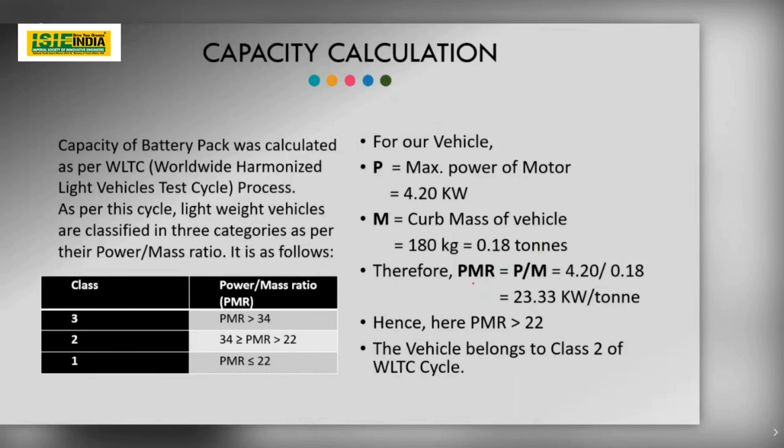So therefore, calculating the PMR, we get it around to be 23.33 kilowatt per ton, as PMR is greater than 22. So the vehicle belongs to class 2 of the WLTC cycle. So our vehicle, the vehicle for which the battery calculations are done, belongs to the second class.